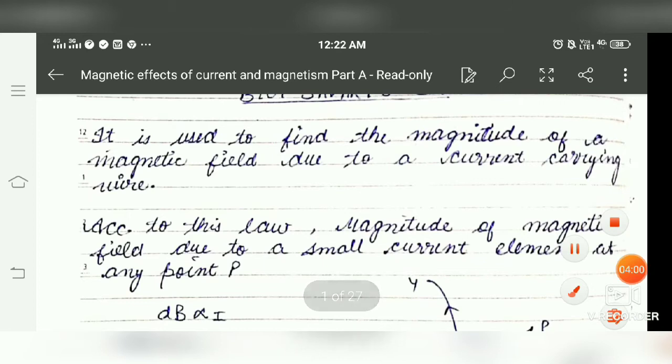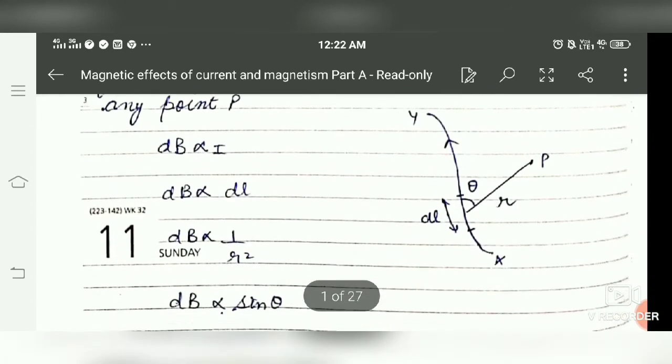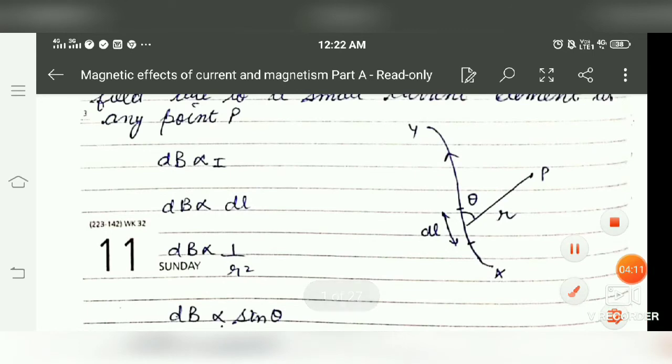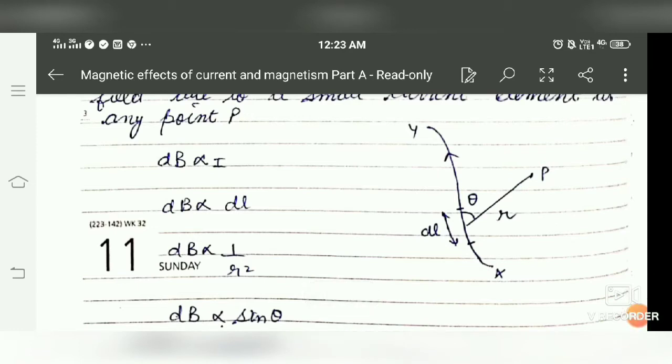Biot-Savart law is used to calculate or find the magnitude of magnetic field due to a current carrying wire. According to this law, if a wire is carrying a current I in this direction, and we choose a small current element of length dl, and this is the point P where we have to calculate the magnetic field, the distance between the current element and the point is r. Both are vector quantities, where r is a position vector in this direction and the current element is in this direction, so they have an angle of theta between them. So what does the Biot-Savart law state?